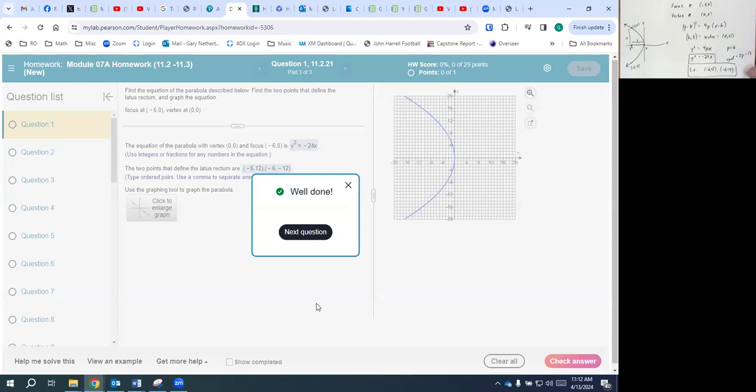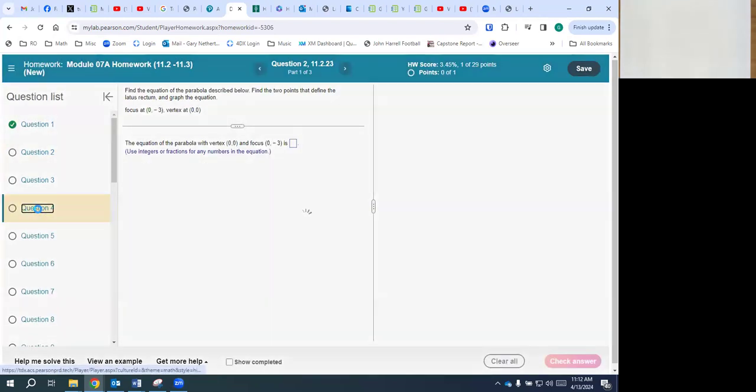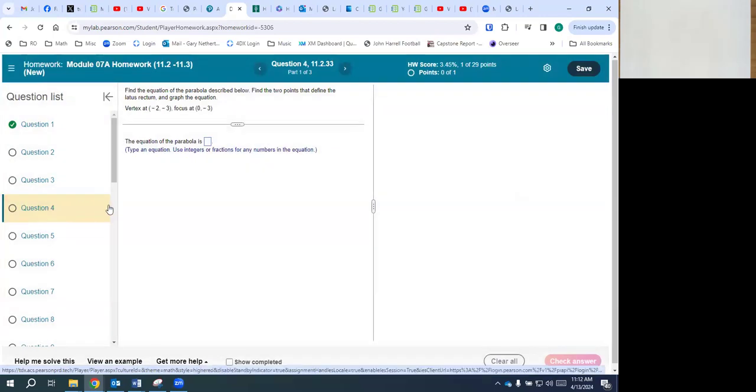All right, let's do another one. I'm going to skip down here to question number 4. So for this one, once again, let me write down this information. The vertex is -2, -3. And the focus is at 0, -3. And they want us to find the same information as the last problem.